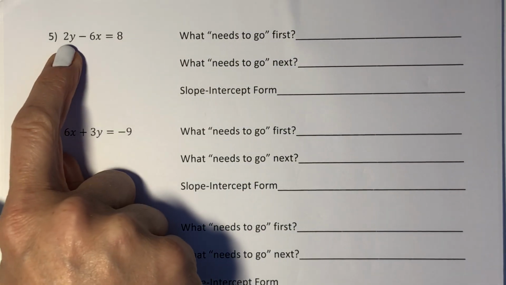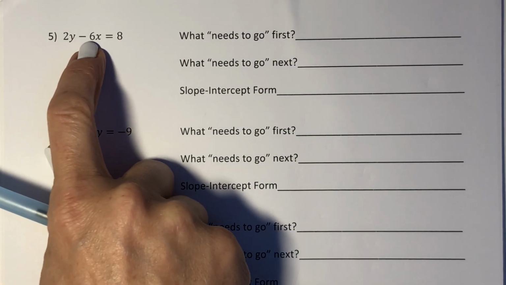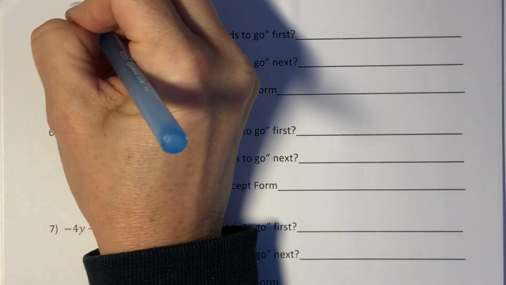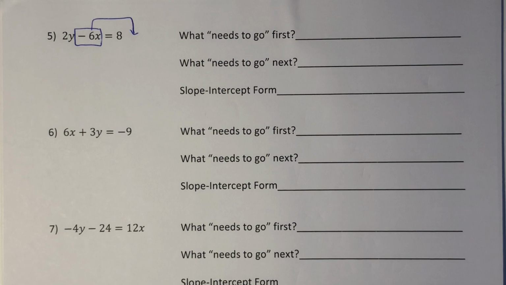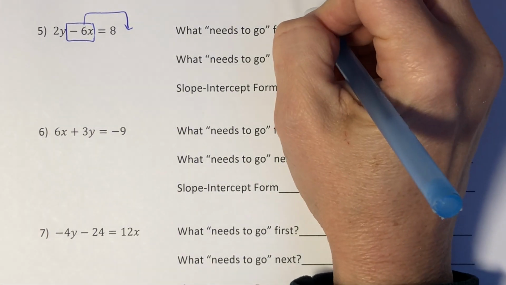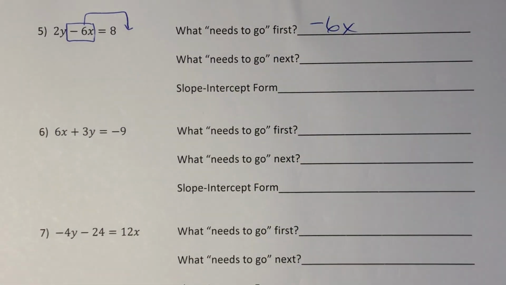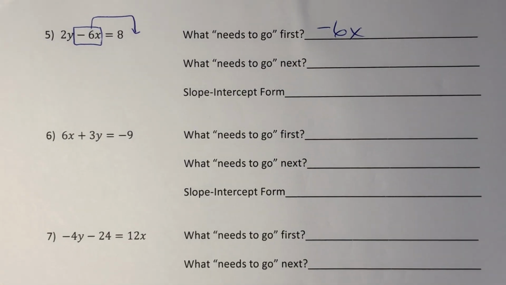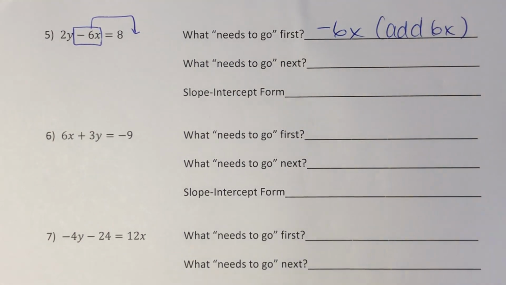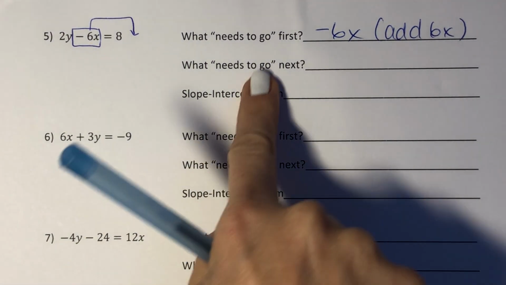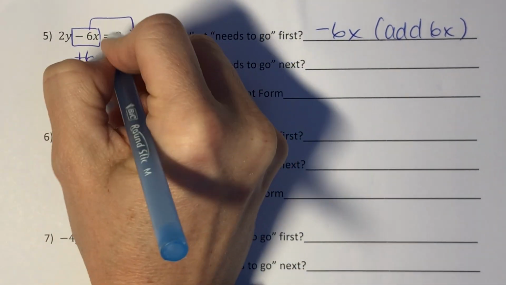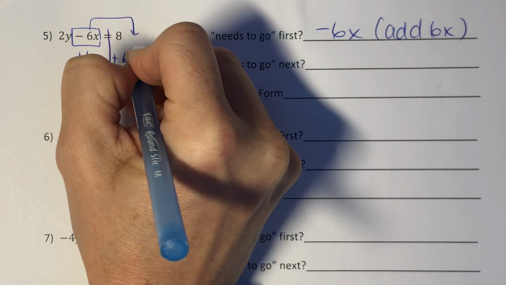So if I want to get y by itself, this negative 6x is in the way. I need to take that whole x term and get it over to the other side. So to do that, I need to cancel out that negative 6x. That's the first thing, okay? And I will do that by adding 6x to both sides. All right, let's do that first. Then we'll figure out what has to go next. So let's take this and add it. And remember, if you need to draw that line, that helps.